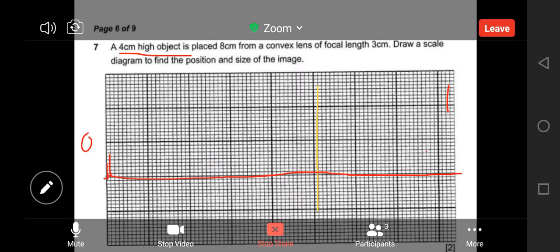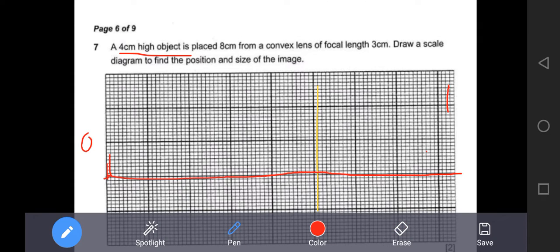When you draw a straight line, you indicate the arrow. On the tip of this arrow, you come straight. Now they have said the focal length is 3, right? When you measure from 0, this is the 0 point. This yellow thing you have seen there is the convex lens. From the convex lens, you measure the 3.